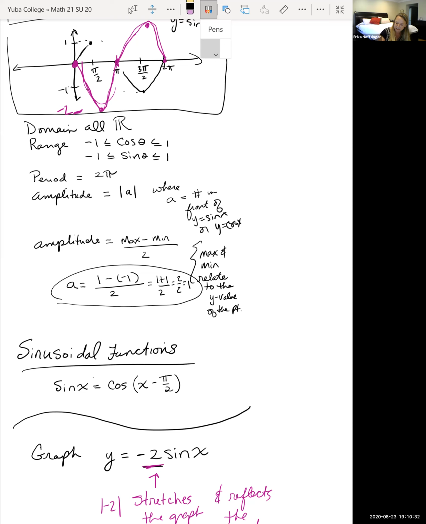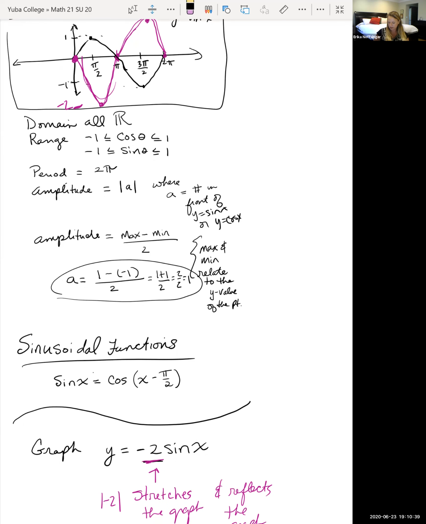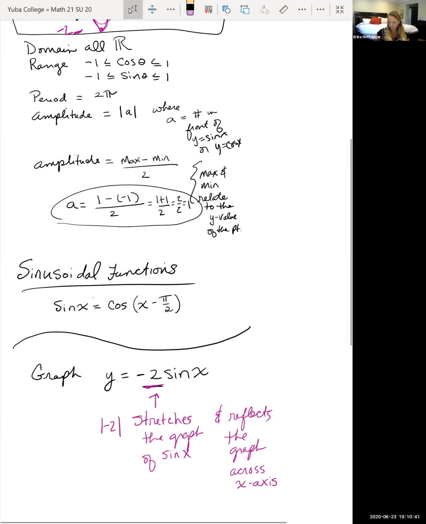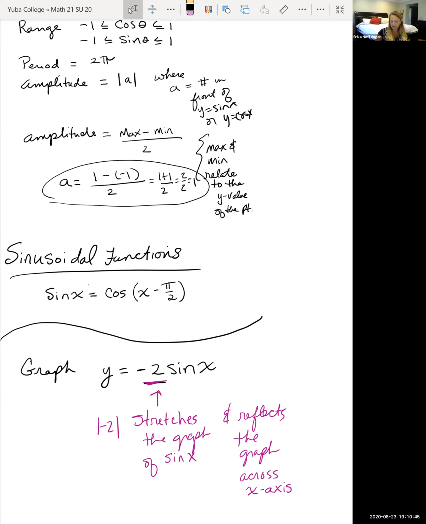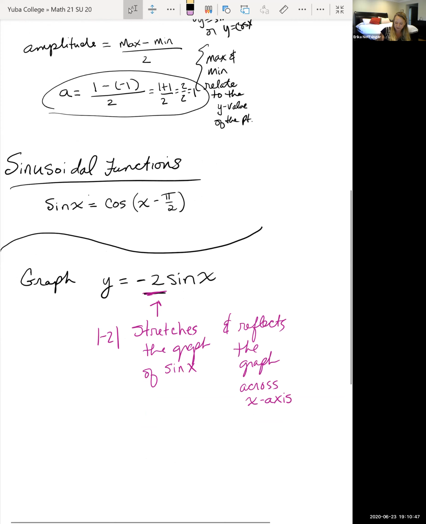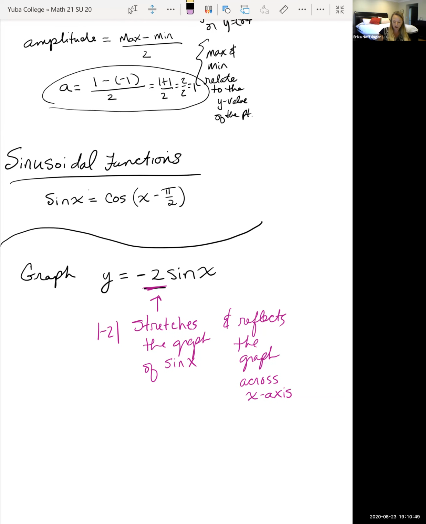So knowing the general shape of the original, transformations are really helpful in order to graph it. So just a couple things to remember. A negative in front of your trigonometric function is a reflection. It's going to just change your y values.